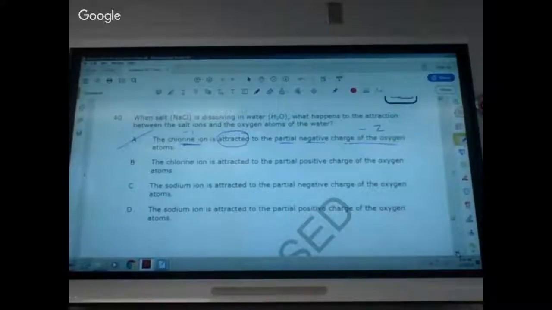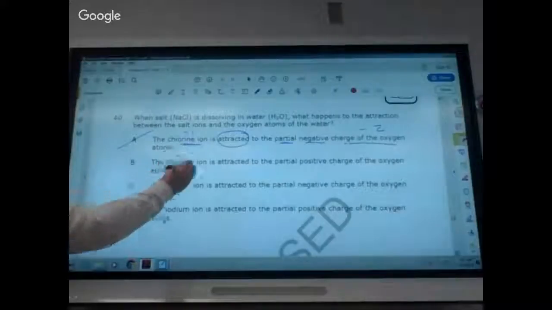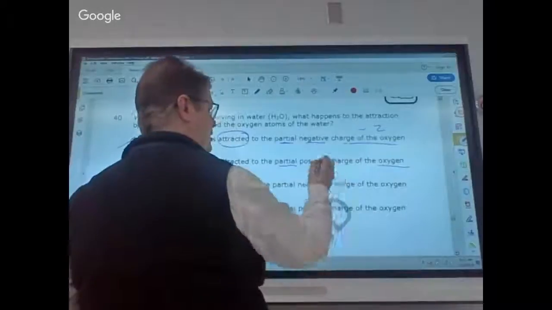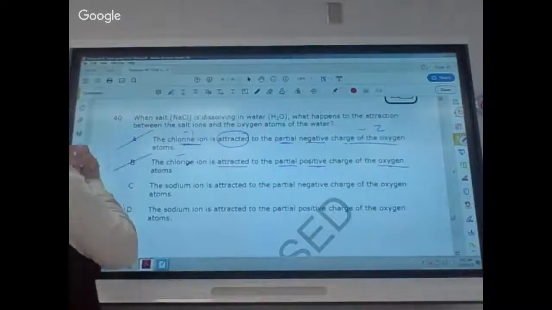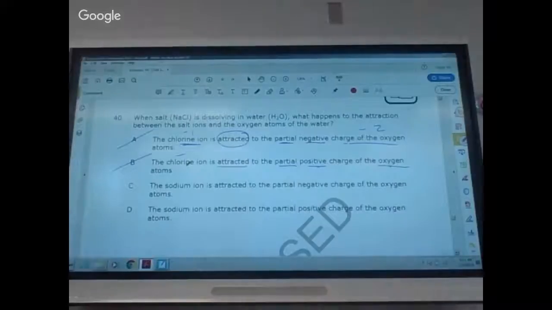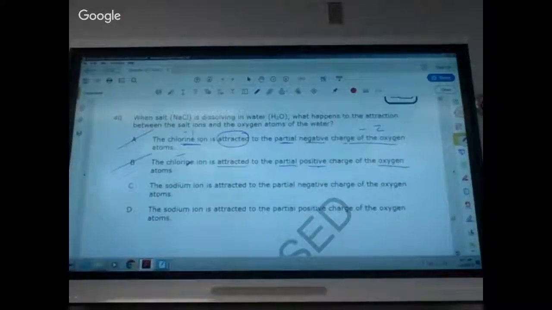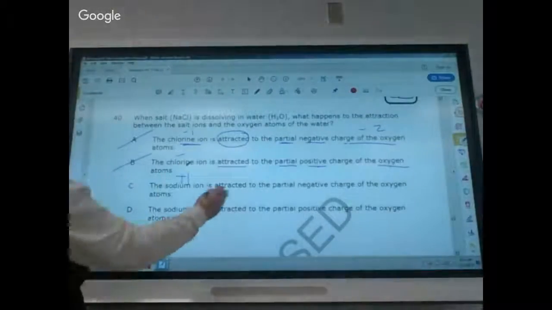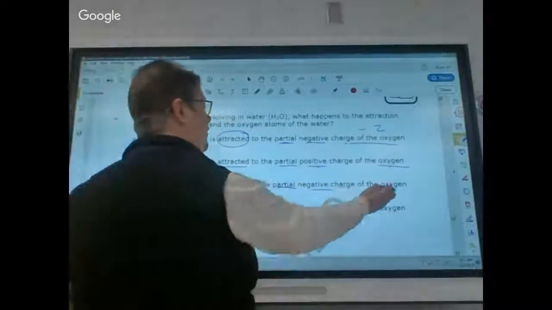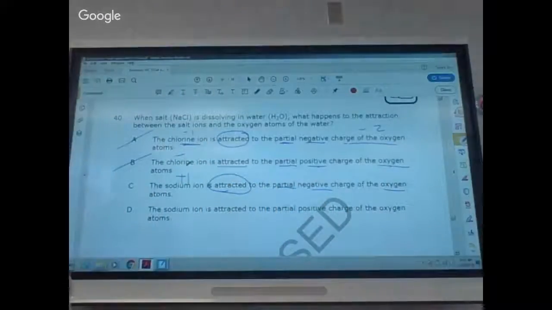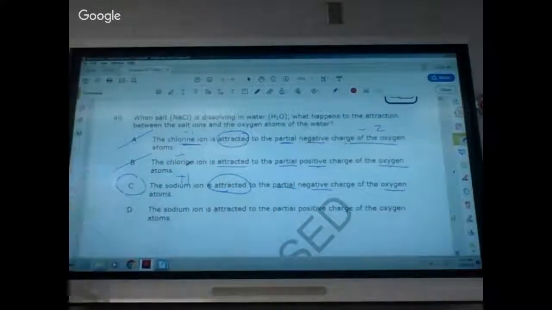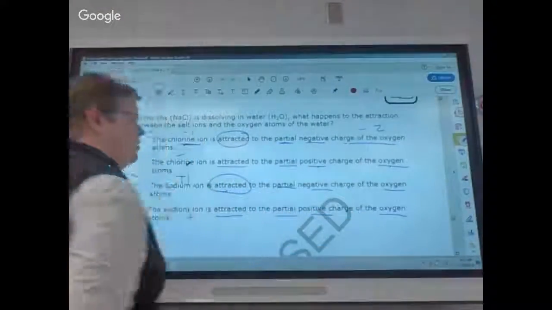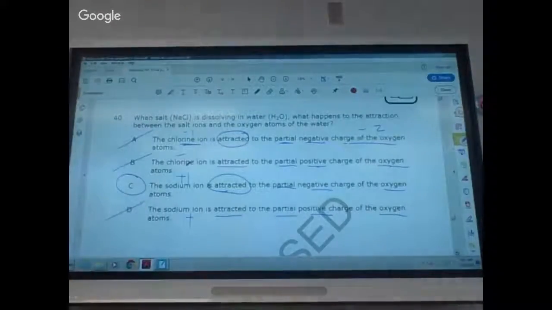All right, so now think about what you know. Is chlorine, which is negative, attracted to the partial positive of oxygen? Is oxygen positive? So that's out. All right, sodium. Sodium has what oxidation number? Okay, so sodium's a +1. Is it attracted to the partial negative of oxygen? Yeah, positives attract negatives. That's probably it. Sodium is positive. Is it attracted to the partial positive of oxygen? No, because it's not positive. So the answer is C.